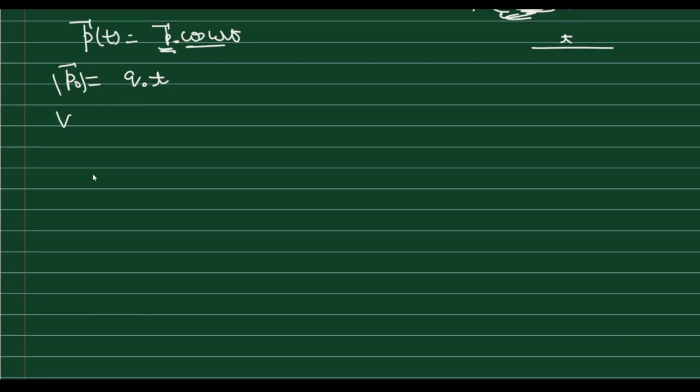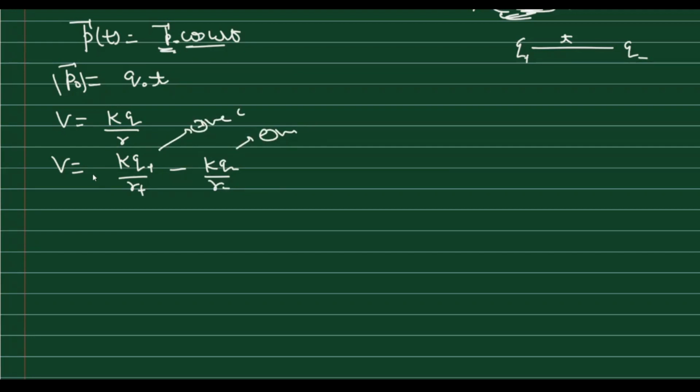Potential is generally kq by r for a general charge. Okay, but here the charges are two, q plus and q minus. So what is the potential? So we will say that kq plus upon r plus minus kq minus upon r minus, because q minus is a negative charge, and this is a positive charge. Okay, this is a complicated topic of MSc, but we will see it in easy form.